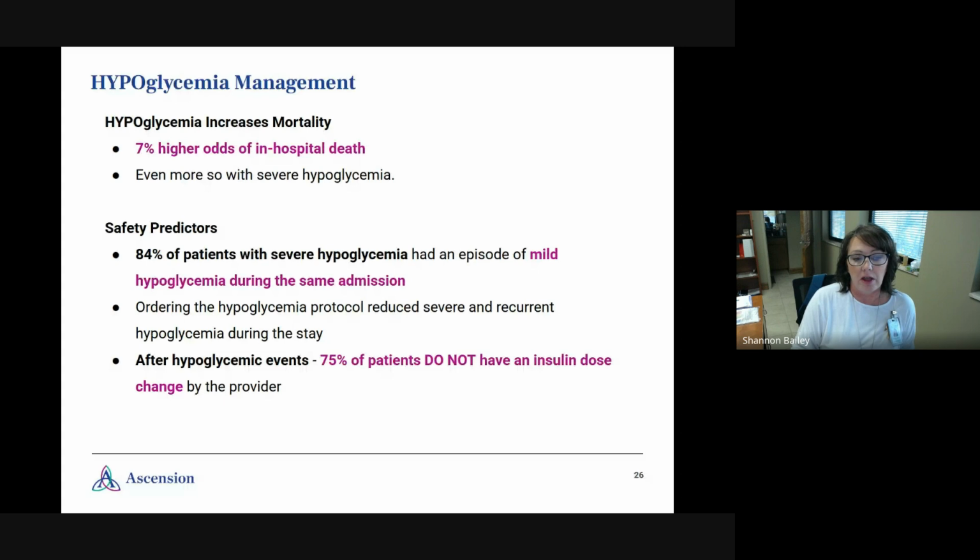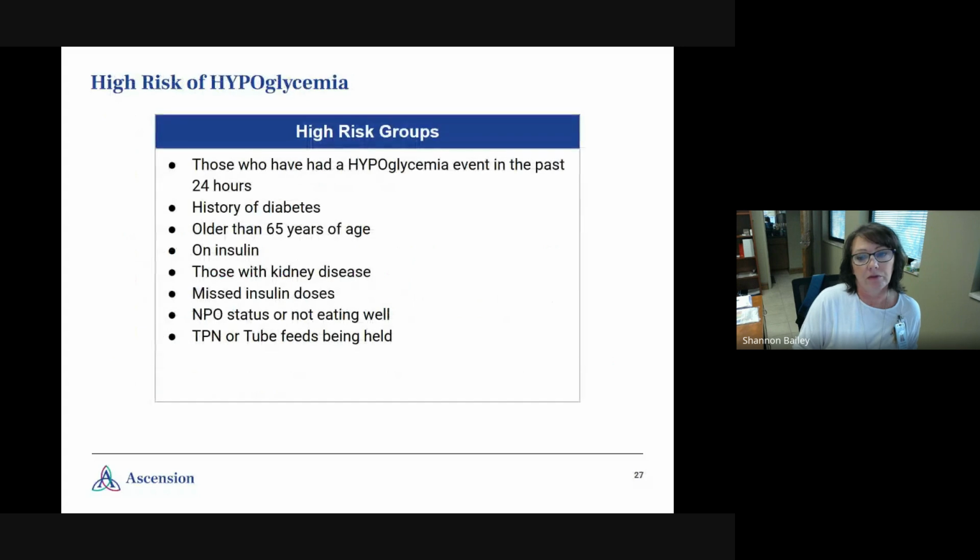And believe it or not, after hypoglycemic events, 75% of patients don't have an insulin dose adjustment by the provider. So they've gone low and the doctor has not backed off on their insulin. And that's something that I'm working with the providers to do a better job at. We're trying to get them to back off on how much insulin they're giving if the blood sugar for those on insulin has dropped below 100, hopefully preventing some low blood sugar.